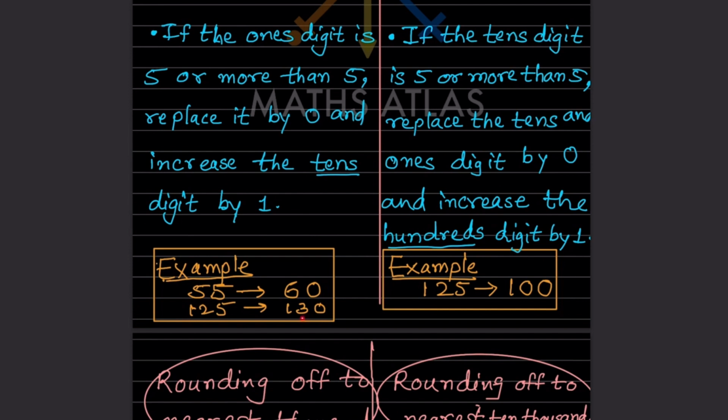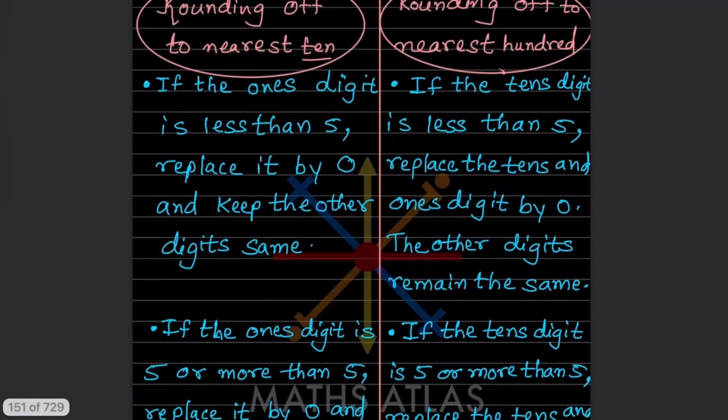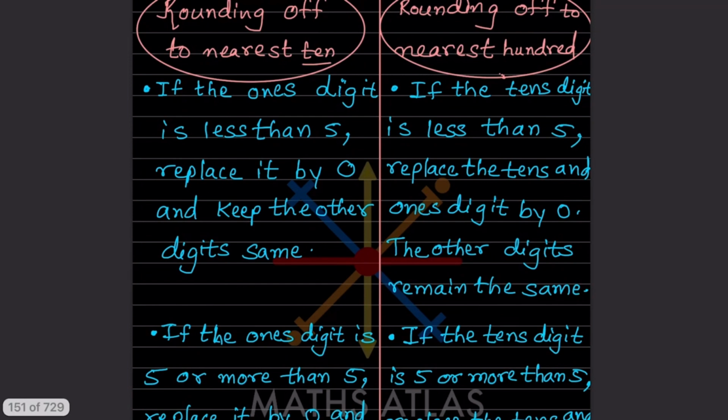So 2 becomes 3 here and 1 will be as it is. Hope this is clear to you. Now we'll go for the next one. That is the rounding off to the nearest 100.